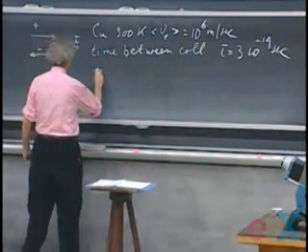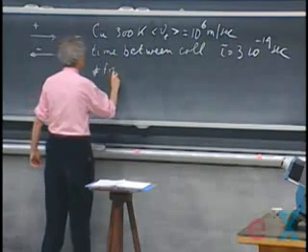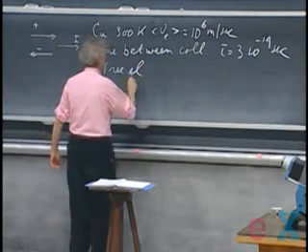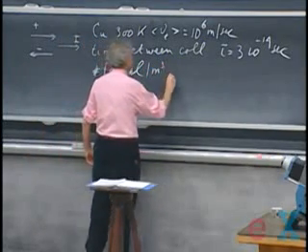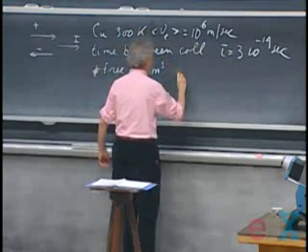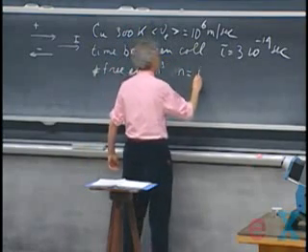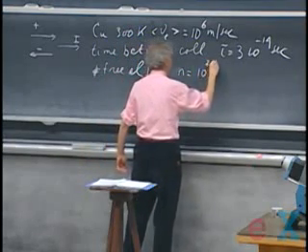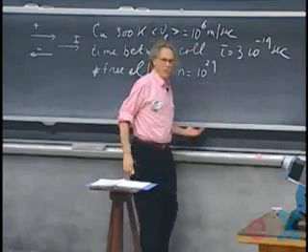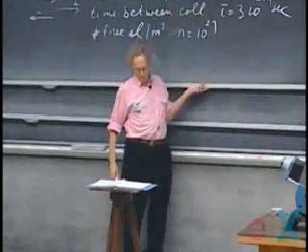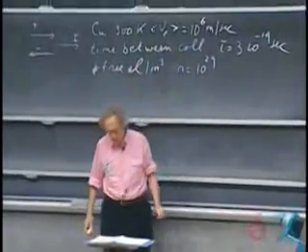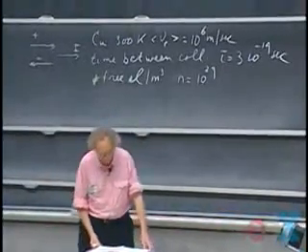And the number of free electrons in copper per cubic meter, I call that number n, is about 10²⁹. There's about 1 free electron for every atom. So you get 10²⁹ free electrons per cubic meter.